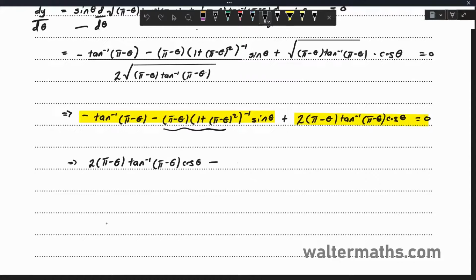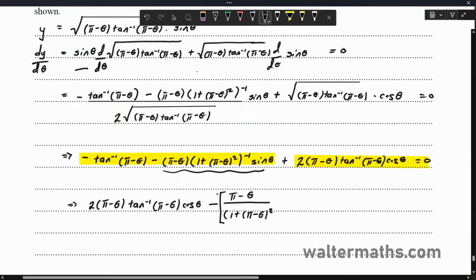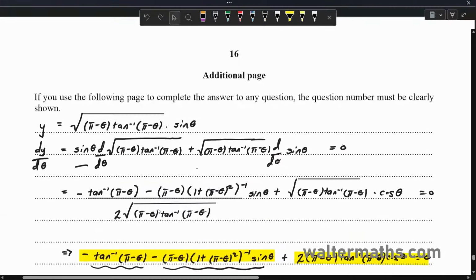So I'll start with this part, which is pi minus theta over 1 plus pi minus theta squared. Sine theta is affecting everything. I'll put a square bracket here. All right. And I'll take this part. Remember, we factored out minus. So here we'll be having plus arctan of pi minus theta. And everything is being affected by the sine theta, and it's equal to 0. All right. So it looks good so far.